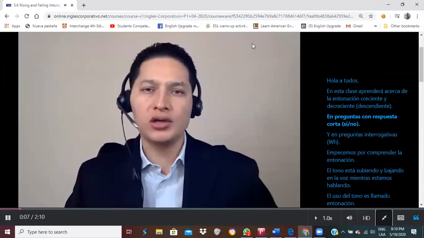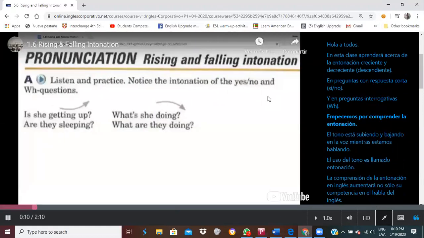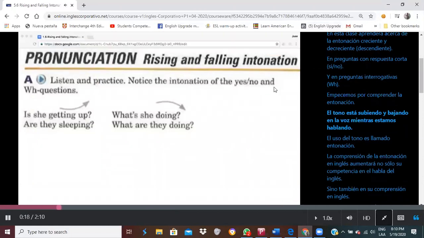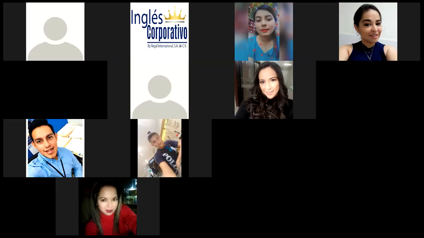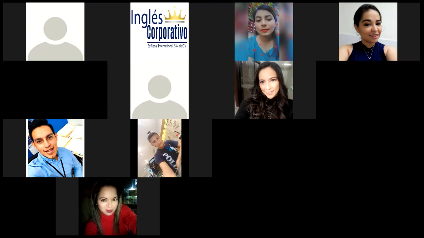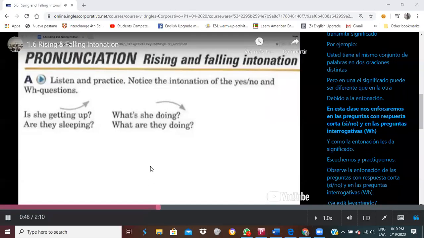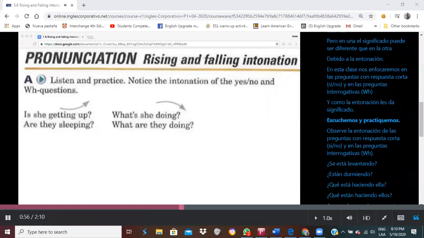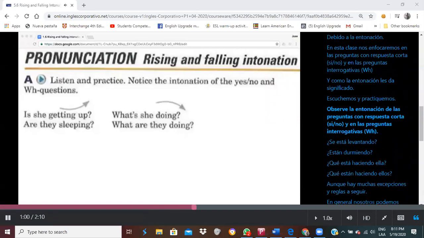Intonation in yes or no questions and WH questions. Let's get started by understanding intonation. Pitch is raising and lowering the tone of voice while speaking. In this class, we'll focus on yes or no questions and WH questions and how intonation gives meaning. Let's listen and practice. Notice the intonation of yes or no and WH questions.